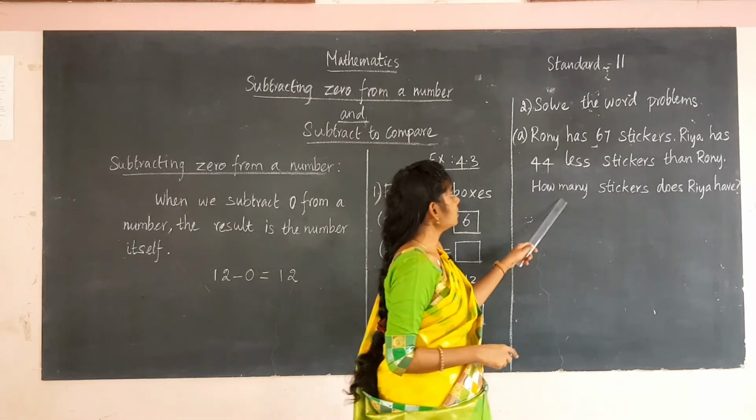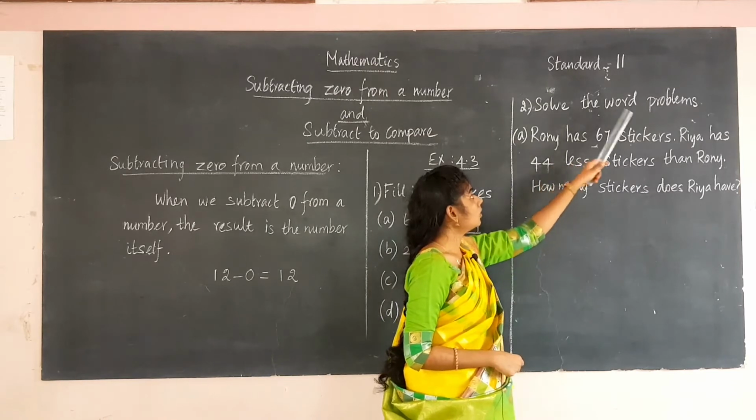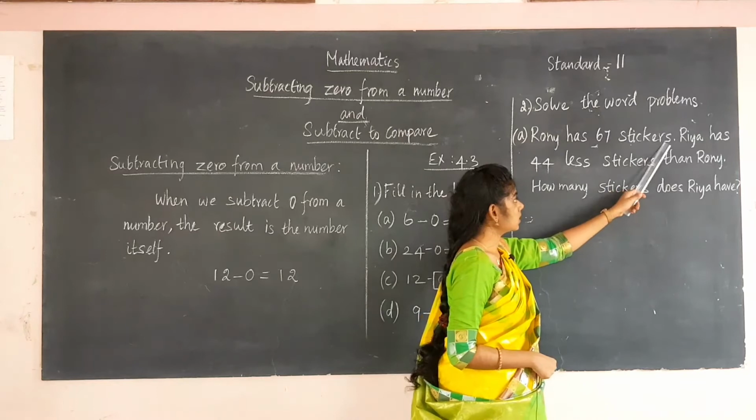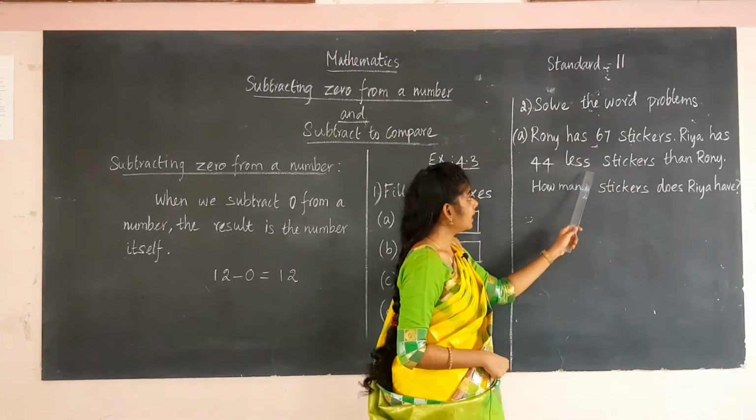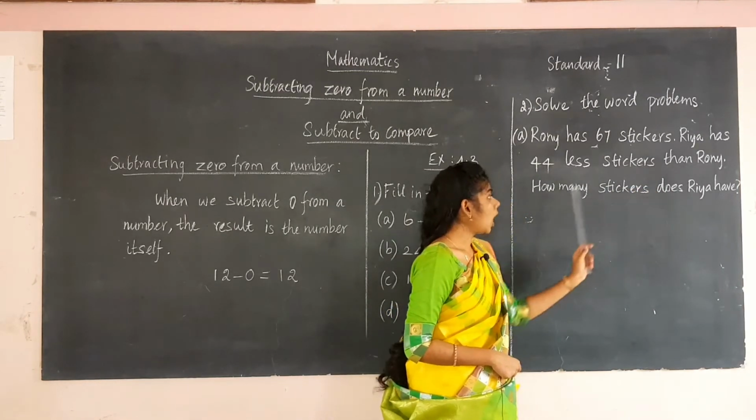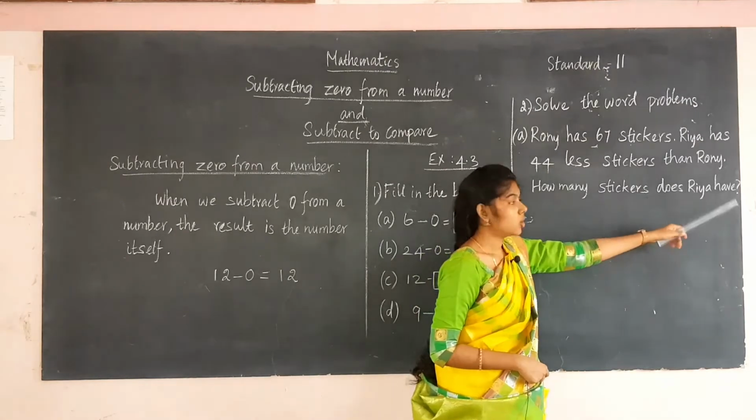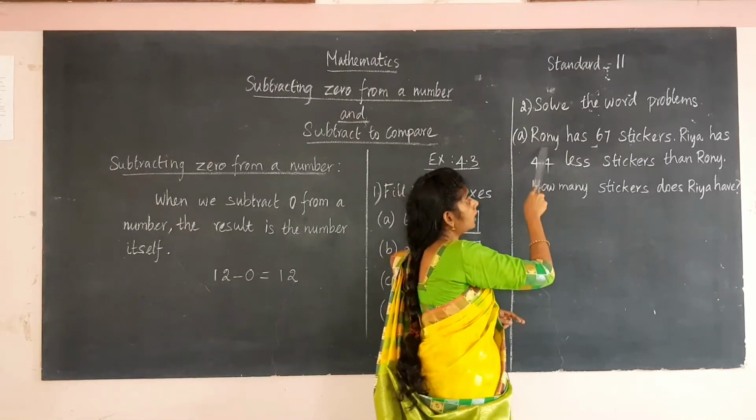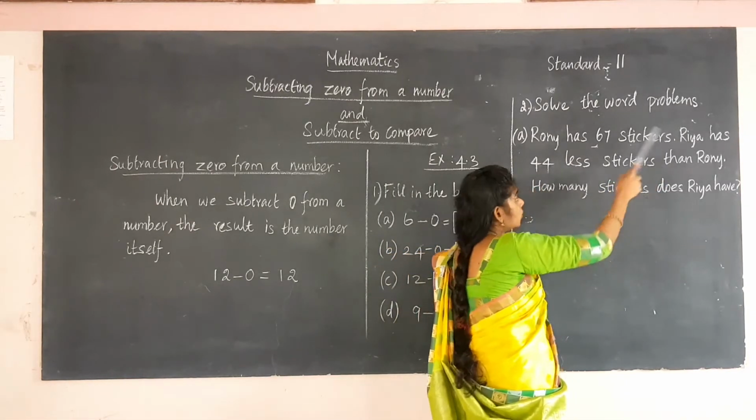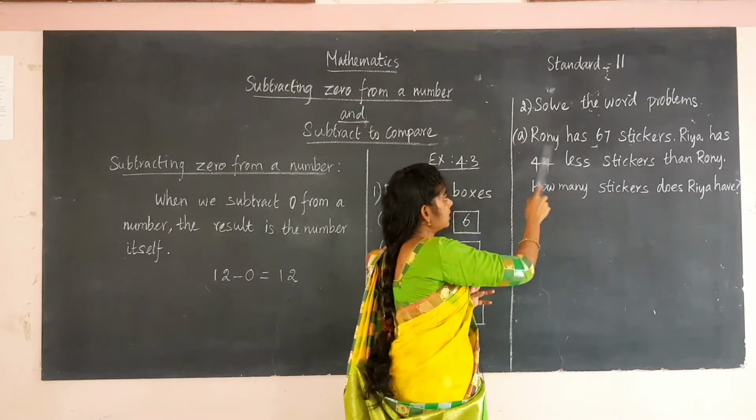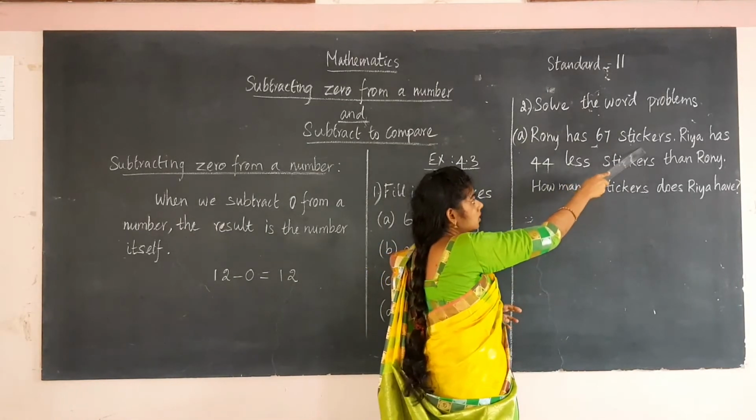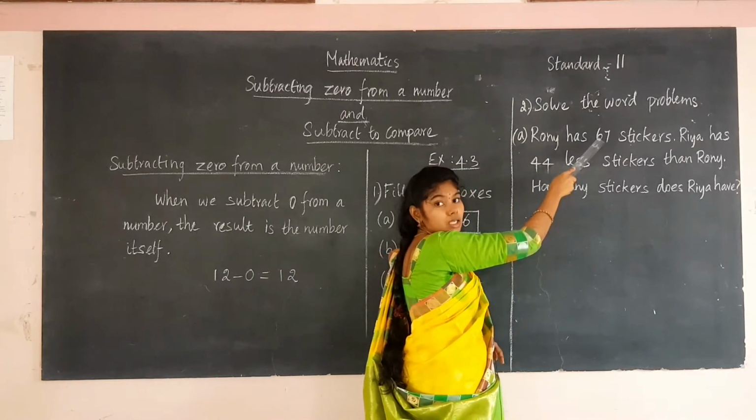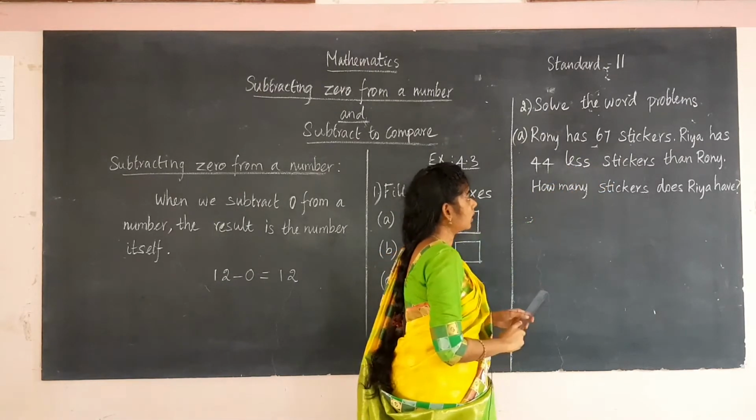The next one is a word problem. Solve the word problems. Ronnie has 67 stickers. Ria has 44 fewer stickers than Ronnie. How many stickers does Ria have? So, what is given in the question? Two numbers are given, one for Ronnie and another for Ria. Ronnie's number has been given here. How many stickers does Ronnie have? 67 stickers. And the next one is Ria.